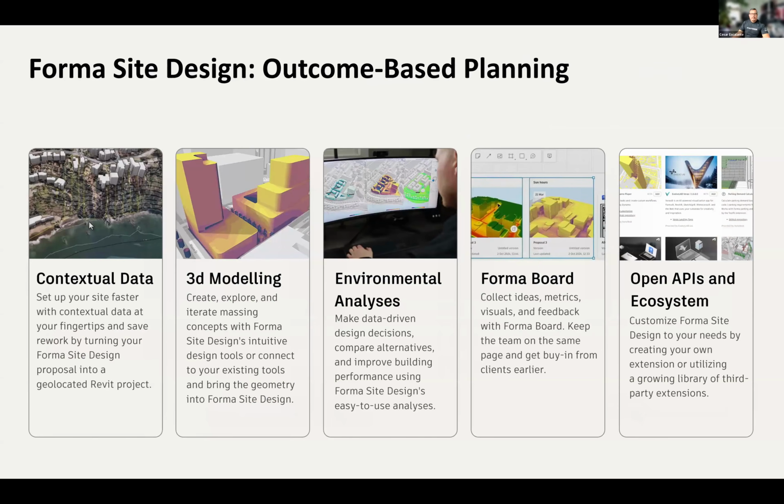So let's talk about what Forma Site Design is and what it delivers today. First and foremost is the ability to provide and access contextual data. From Forma, you have full context information at your fingertips right away. Forma Site Design allows you to pull high-quality terrain, 3D buildings, parcels, roads, and railways from anywhere in the world, so you don't waste time setting up a project from scratch. It's also connected to Revit via a plugin integration, so you can move the geolocated information directly into our Revit detailed BIM environment.